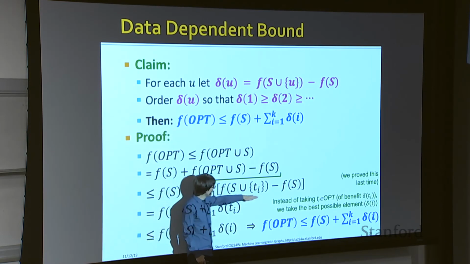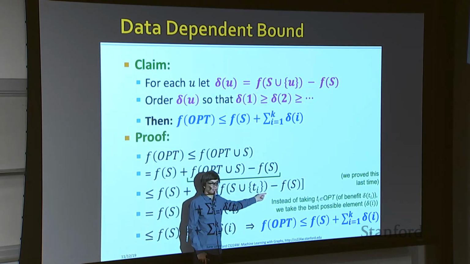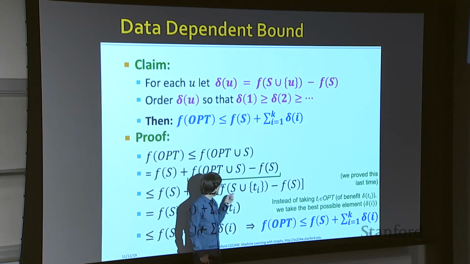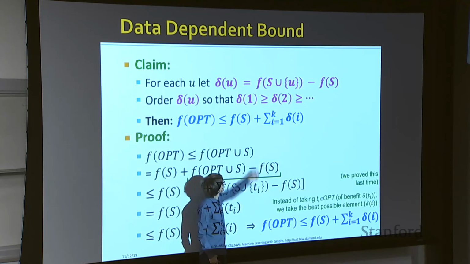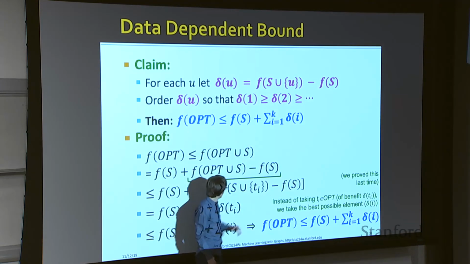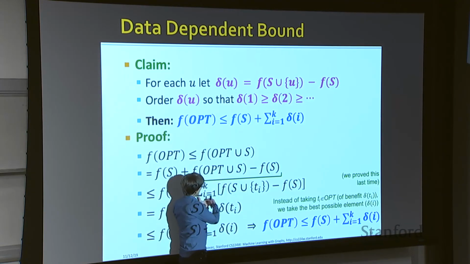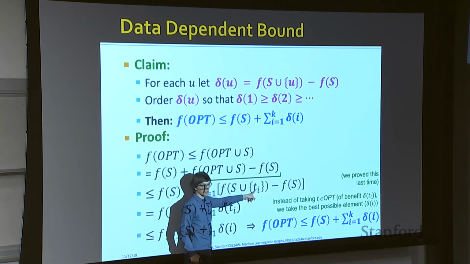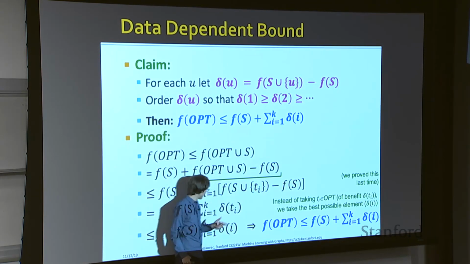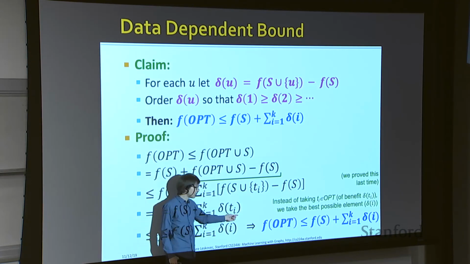Now, what do you notice? You notice that these are really deltas, right? This is the definition of delta of T sub i, the definition of delta up there. So rather than summing up the deltas of the nodes in the optimal solution, because I don't know who's in the optimal solution, I will just sum up the largest deltas.